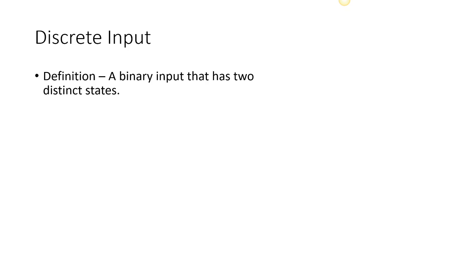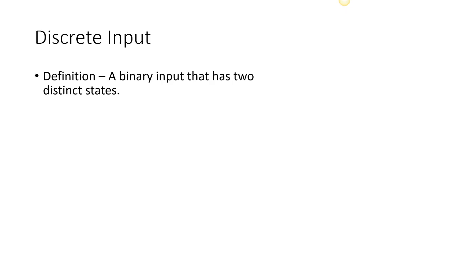A definition: a discrete input is a binary input that has two distinct states. So binary, like bicentennial or biannual, that means twice, or has two options. Just like a light switch has only two options, it has two states. It's either on or it's off. Our motor that we've been controlling is either running or it's not running. You could say it has two directions. It's either forward or reverse. It has no other options.